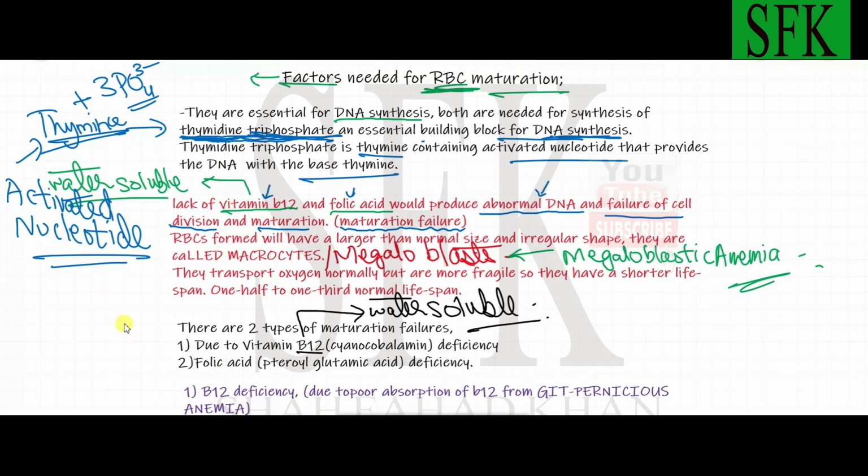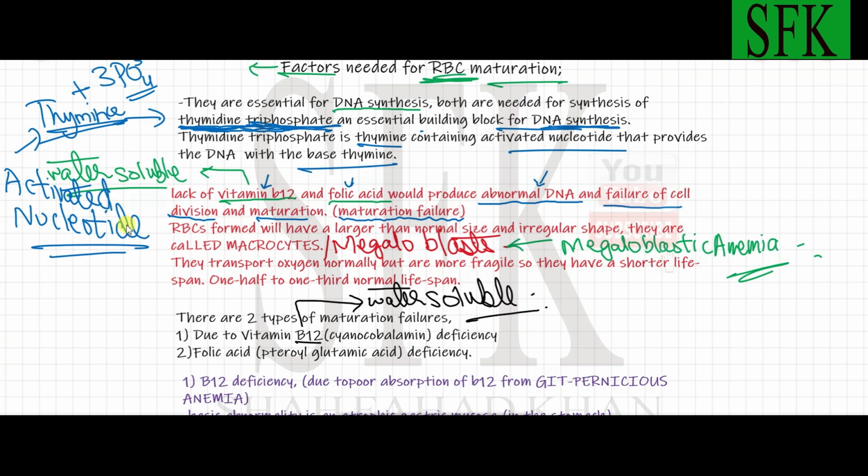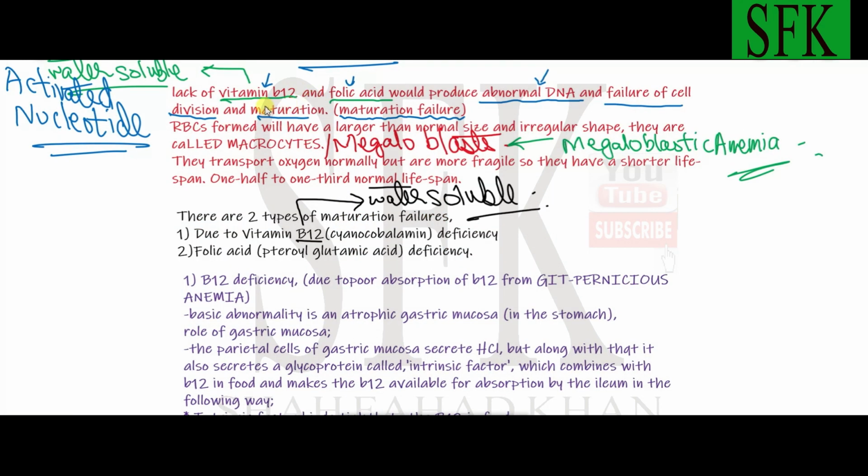Then moving forward, those red blood cells which are formed in the presence of low concentrations of B12 and folic acid will have a larger than normal size because they won't be able to divide. The large cells will remain large and have an irregular shape, and these types of cells are called macrocytes. They are also called megaloblasts in the earlier stages, and megalocytes in the later stages.